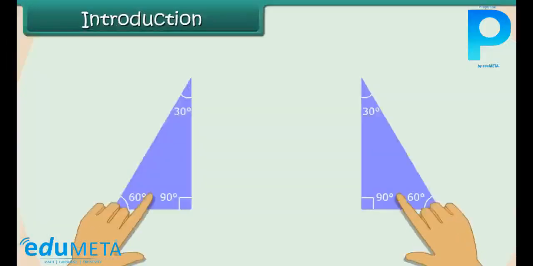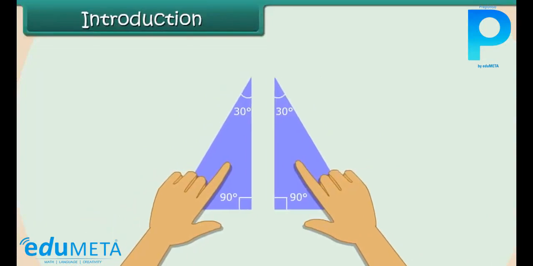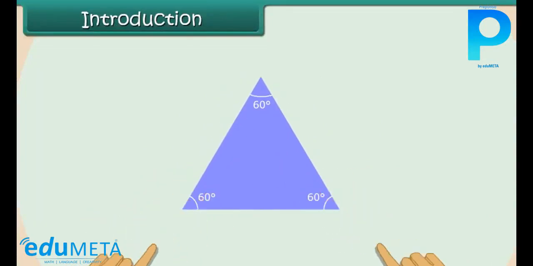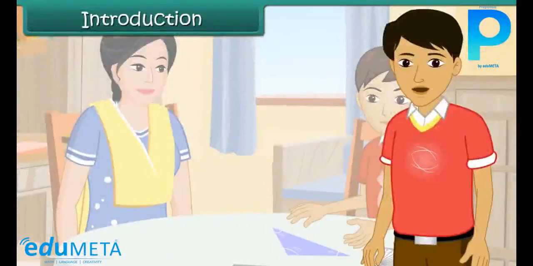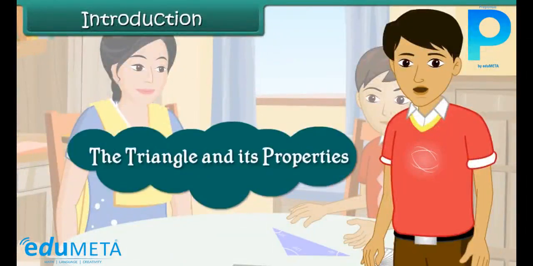Wonderful. Now join two right-angled triangles to create a new triangle with all sides and all angles equal. I have done that as well, Mom. In this lesson, you will learn about the triangle and its properties.